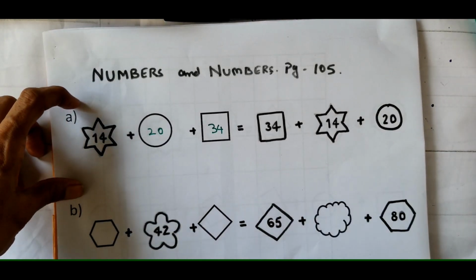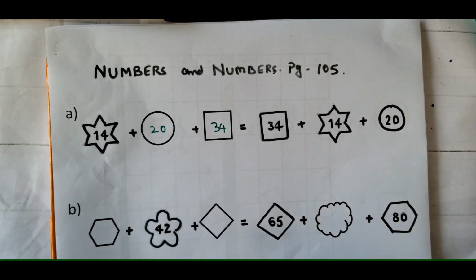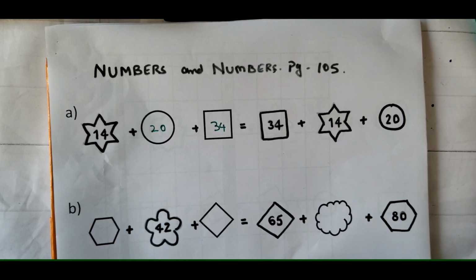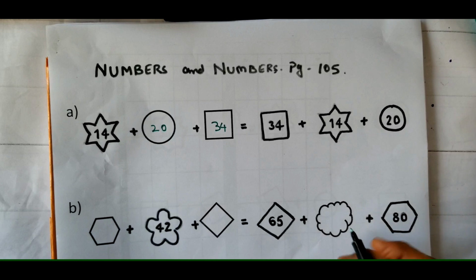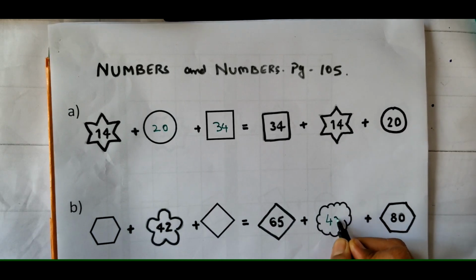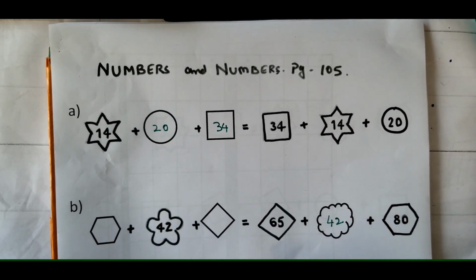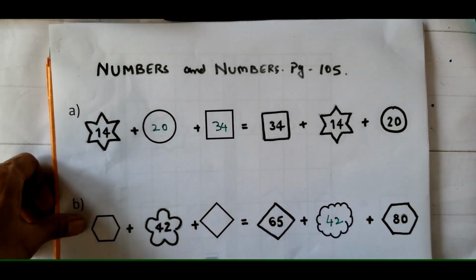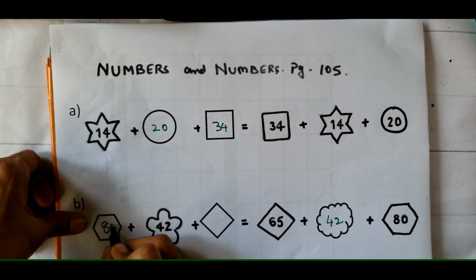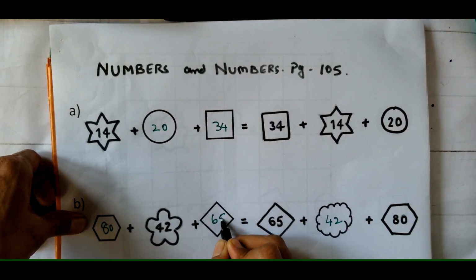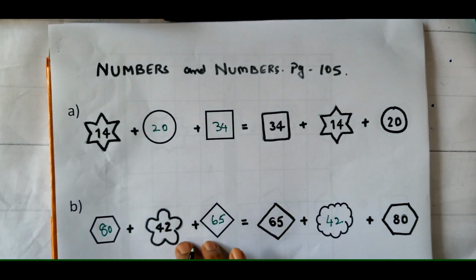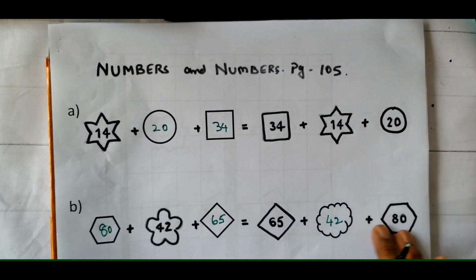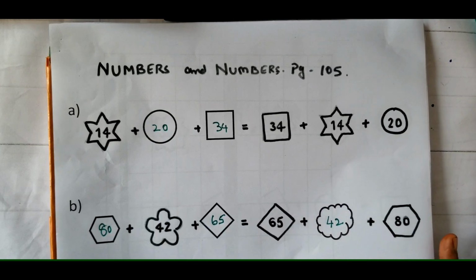Now let us go to B question. Again here on the left side we have 2 blanks and on the right side we have 1 blank. Now 42 is given here. We cannot see 42 here. So I am going to write 42 here. Now which 2 numbers are missing on your left side? 65 and 80. So let us write 80, 65. Now if we add these 3 and add these 3, will they be equal? Yes, they will be equal.